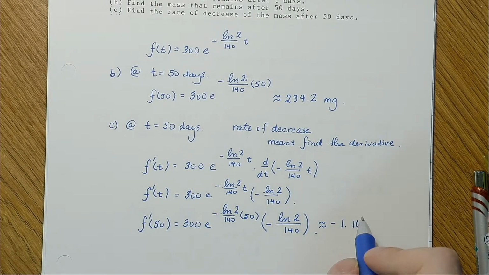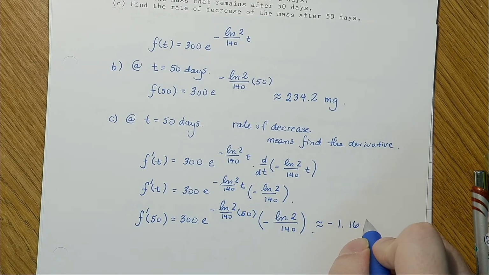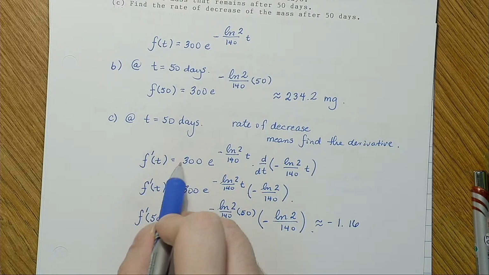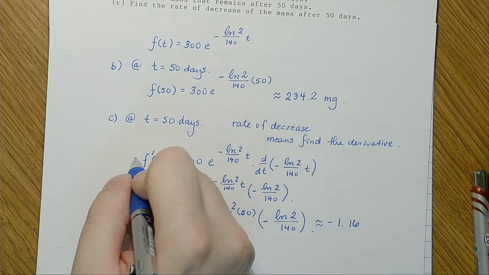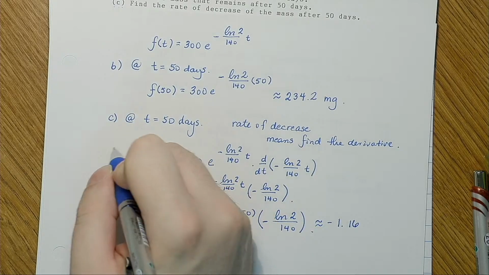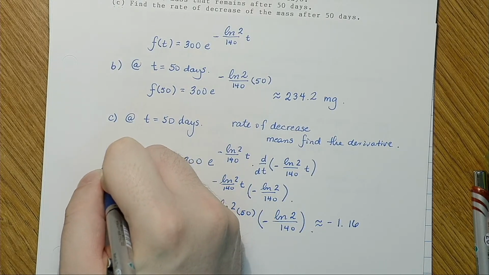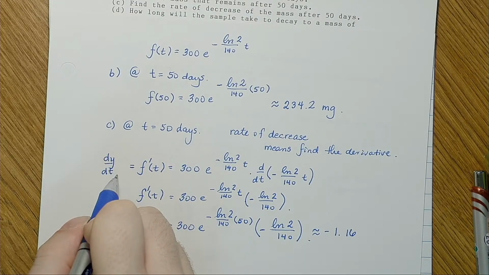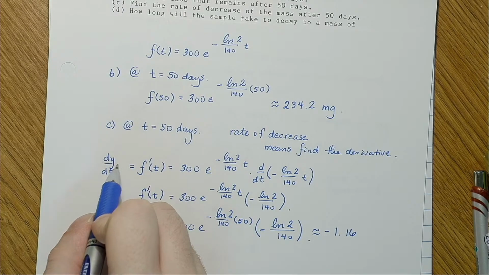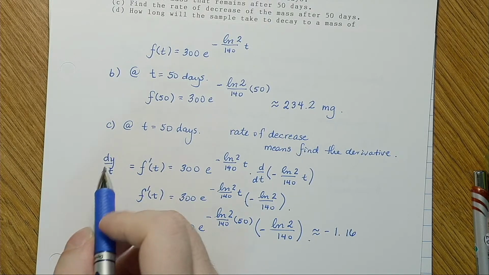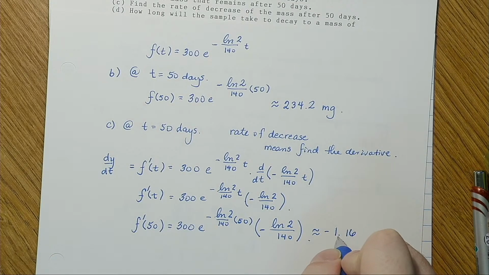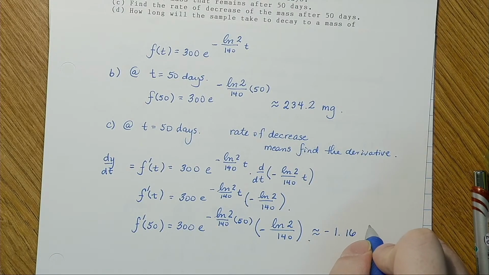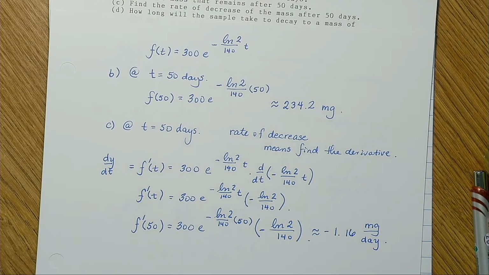Now again, we have to remember that this is a rate, and this is why the prime notation doesn't lend itself nicely to this. If I did dy by dt, we know it's the quantity with respect to time. So in this case, it would be the amount of milligrams with respect to days. So it would be minus 1.16, exactly, milligrams per day.